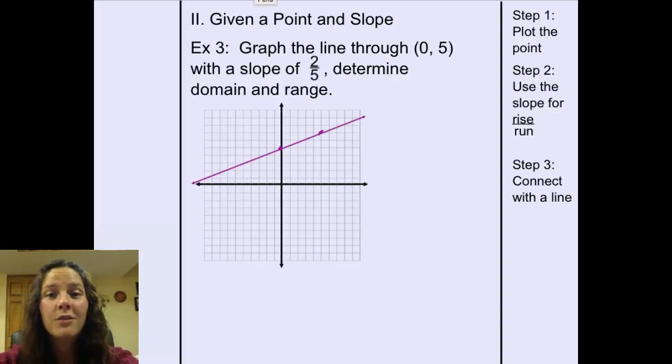This one we already know the slope. We were given the slope to graph it, so we're simply going to find the domain and range. This is not a horizontal or vertical line, so our domain is all real numbers, as well as our range.